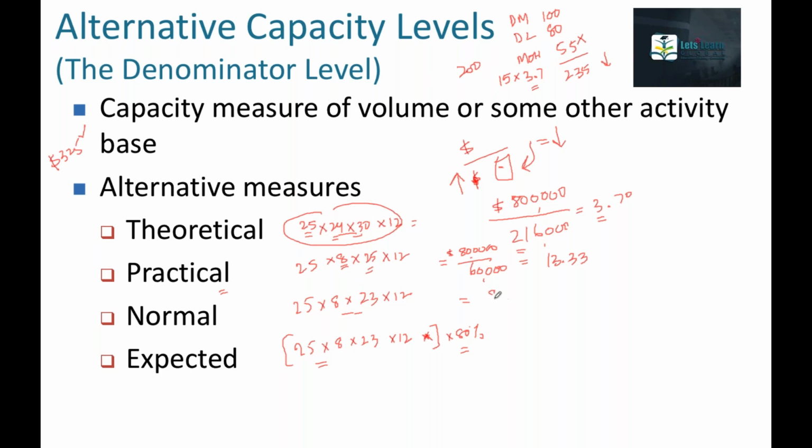Now let me show you this. 800,000 divided by, they work for only 25 into 8 into 23 days only into 12 months. This is 55,200. So 800,000 divided by 55,200 will give you 14.5 into 15 hours requirement, that is 217, not 200 also, it is 217.